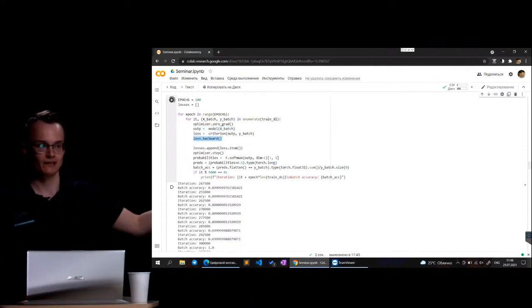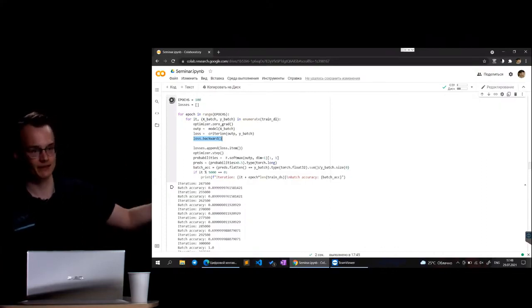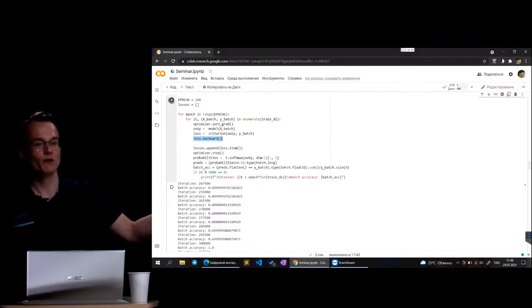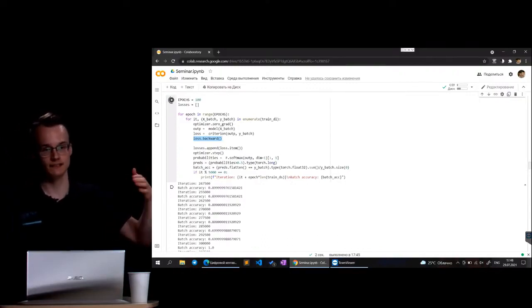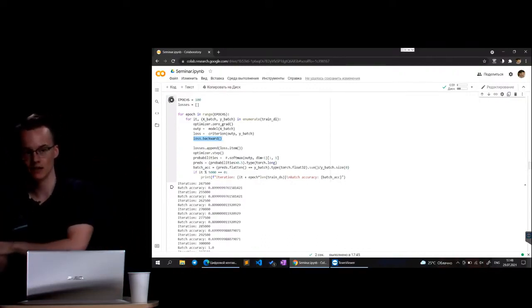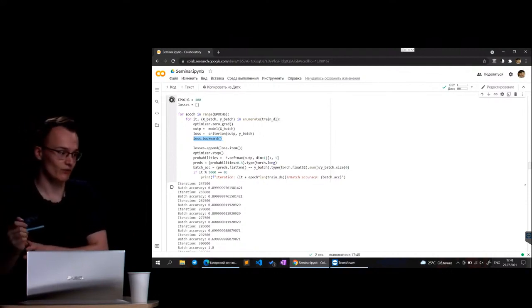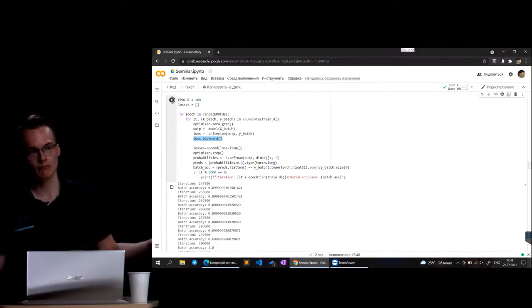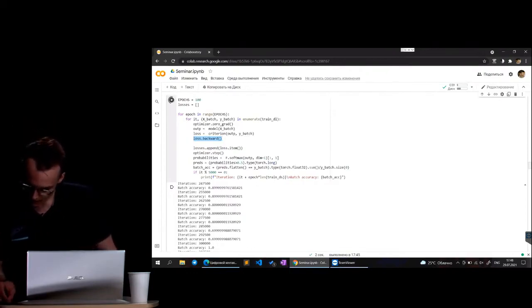So now we look at the .backward. This means go back and calculate the gradients. So it's hard to say that a batch goes back. It's more that we go back along the neural network from the last layers to the first ones and calculate the gradient. If you have any more questions, please ask them, and this is the time when I answer them.